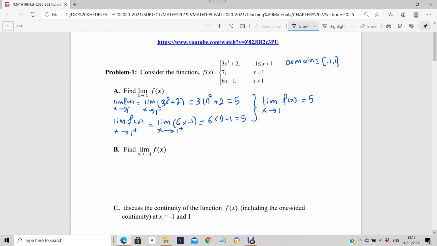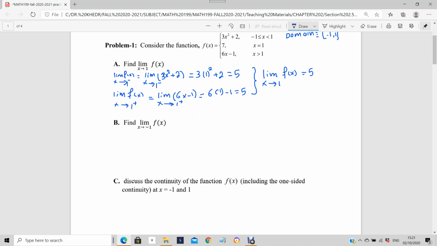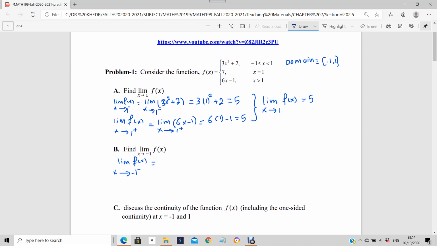Now, part B, we need to find the limit also as x goes to minus 1. Again, we have to find the left side limit, lim f of x as x goes to minus 1 from left side. That means the values of x are less than minus 1. But here the function is defined only in this domain from minus 1 to 1. So for values of x less than minus 1, the function is undefined. So the limit here does not exist, DNE.